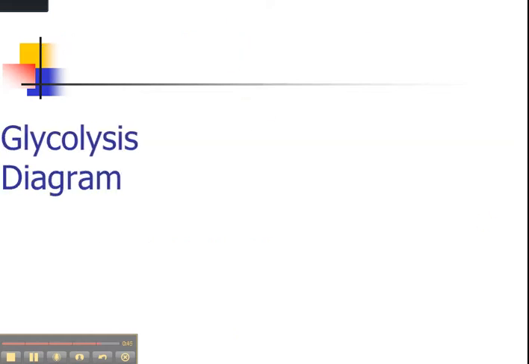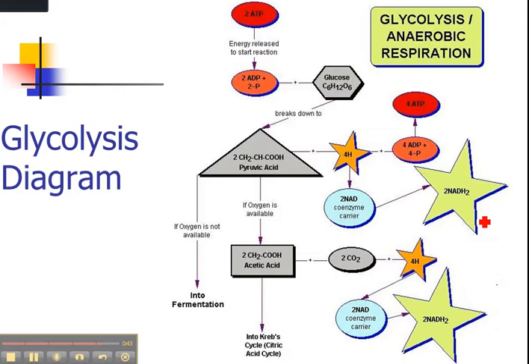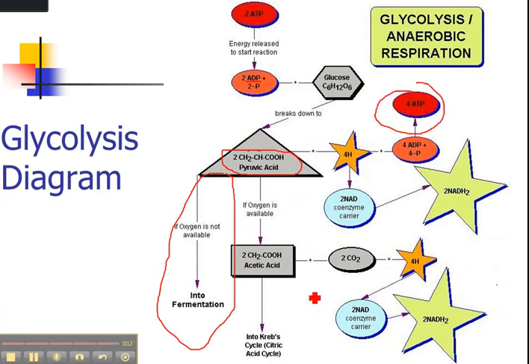And here's just a quick diagram of everything that's happening. So we put in 2 ATP. Those turn into ADP. Remember, ADP is adenosine diphosphate, 2 phosphates. We added that with glucose, broke it down into 2 pyruvates. If oxygen is not available, we're going to go into fermentation, which is the next thing we're going to talk about. If not, we're going to go into the Krebs cycle. And so here's where we made our ATP. We're going to talk about all this stuff in our next slides.